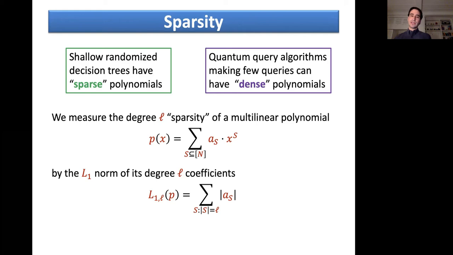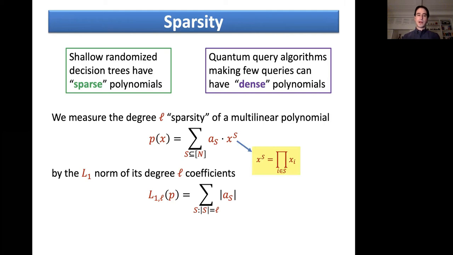How do we measure sparsity? We use a slightly non-standard notion. We are looking at multilinear polynomials. These are polynomials where every variable appears to the power 0 or 1. So they can be represented as a sum over all subsets S of the coordinates between 1 and n, of a coefficient for each subset, multiplied by a monomial, x_S, which is just shorthand for the product of x_i, where i is in the set S.